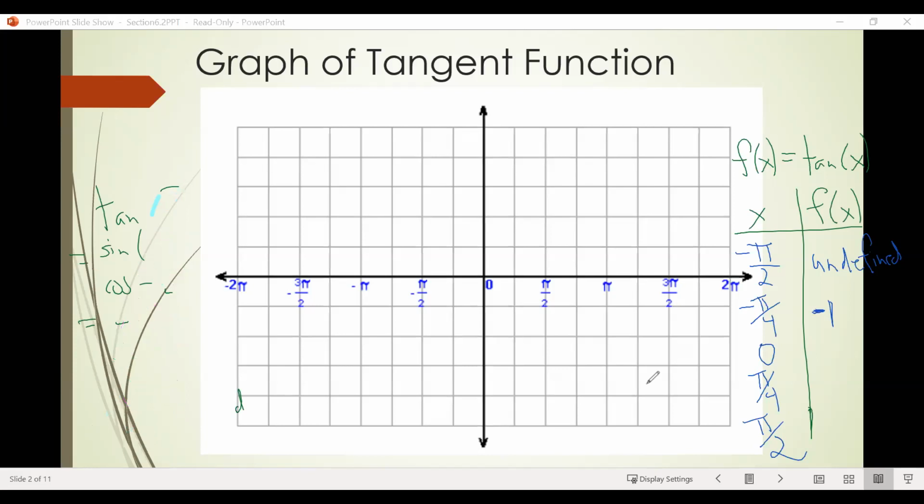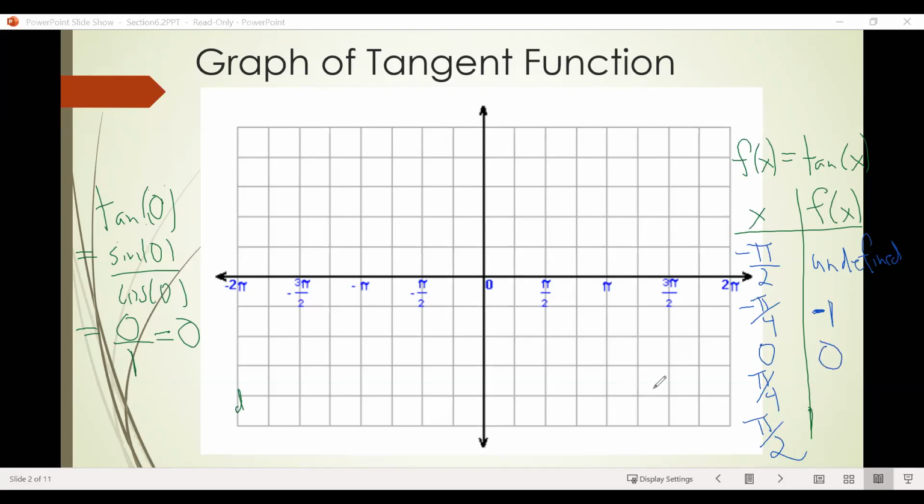Let's now do tangent of 0. Tangent of 0 gives us sine of 0 over cosine of 0. This one is directly on the unit circle, so we know that sine of 0 is 0, cosine of 0 is 1, and 0 over 1 gives us 0. So the tangent of 0 is 0.